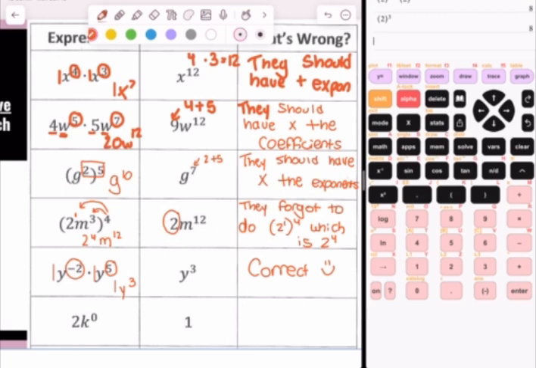All right, and this last one, 2k to the 0 power. Anything to the 0 power does equal 1. So this part right here equals 1. But we still have this 2 on the outside, and 2 times 1 equals 2. So they forgot about the outside 2. They just saw an exponent of 0, and they just figured the whole thing was 0. But that 2 doesn't have an exponent of 0. That 2 has an exponent of 1.